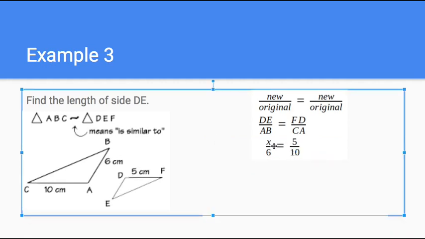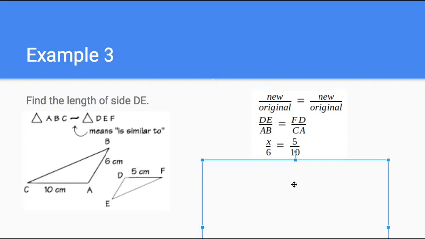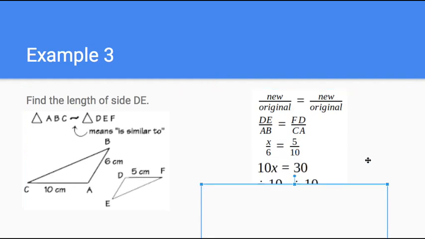I don't know what DE is, but I do know that AB is 6. FD is 5, CA is 10. Now I cross multiply and solve. So 10 times x is 10x, 6 times 5 is 30. Divide both sides by 10, and I get x is equal to 3 centimeters. So side DE is 3 centimeters long.